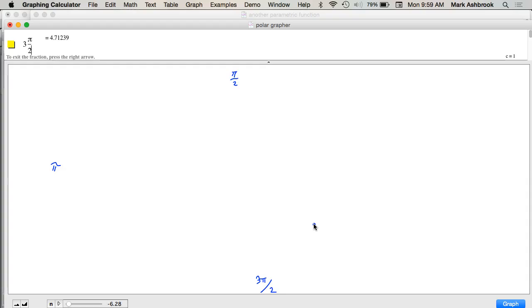Tell the person next to you, 3 pi over 2 is 4.71 something. What does that number mean? 4.71. What's the importance of that number? 4.71239. Tell the person next to you. Go.